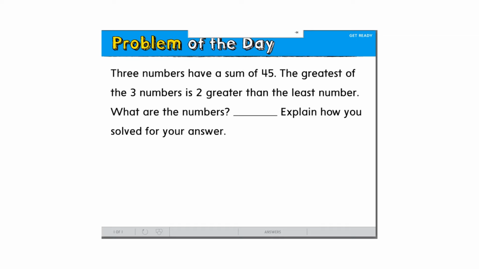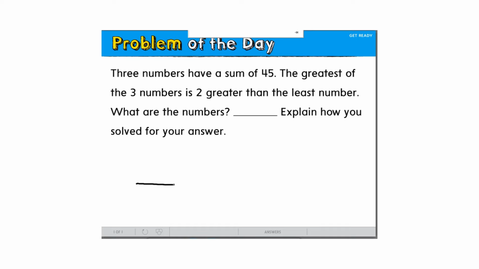Wouldn't that mean that the numbers are in order? So the numbers are consecutive, which means they're in order, like 5, 6, 7. Those are consecutive. The biggest number, which is 7, is 2 bigger than the smallest number, which is 5. But when you add them together, they have to equal 45. So 5, 6, and 7 wouldn't work, because those numbers are way too small. So figure out what 3 numbers you think it would be.